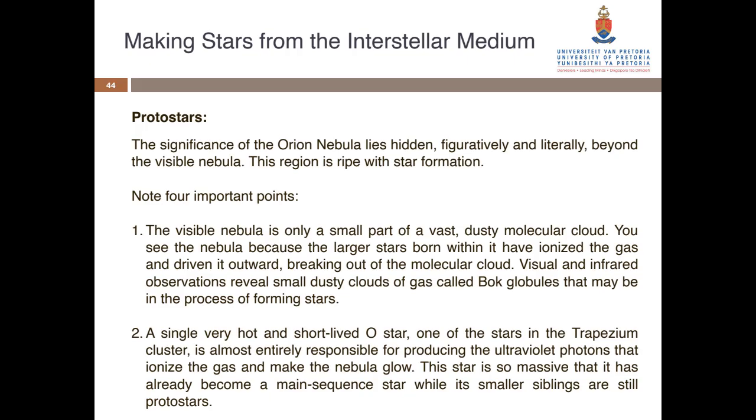And secondly, a single very hot and short-lived O star, one of the stars in the trapezium cluster, is almost entirely responsible for producing the ultraviolet photons that ionize the gas and make the nebula glow. The star is so massive that it has already become a main sequence star, while its smaller siblings are still protostars.